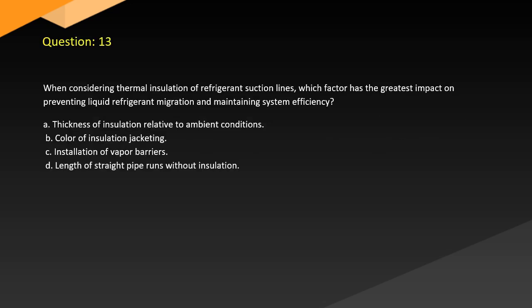Question 13. When considering thermal insulation of refrigerant suction lines, which factor has the greatest impact on preventing liquid refrigerant migration and maintaining system efficiency? A. Thickness of insulation relative to ambient conditions. B. Color of insulation jacketing. C. Installation of vapor barriers. D. Length of straight pipe runs without insulation.